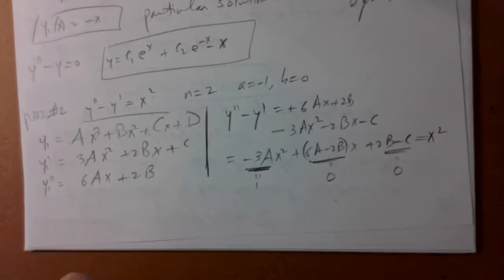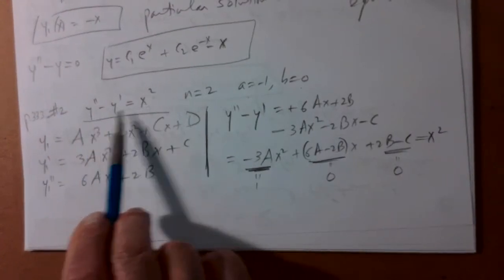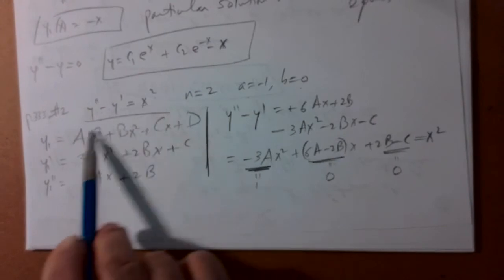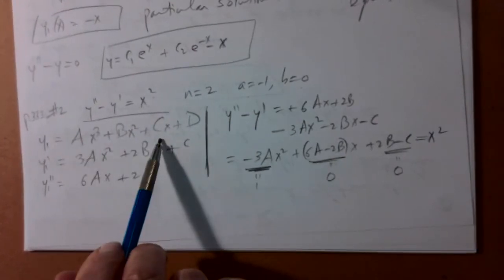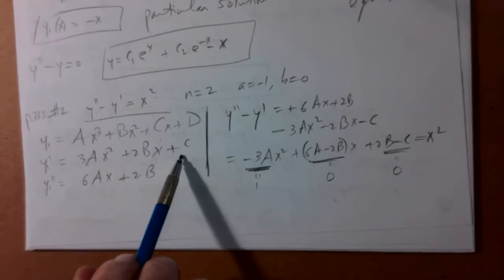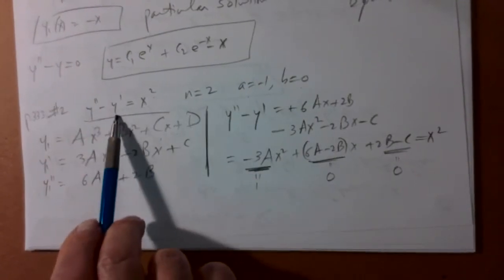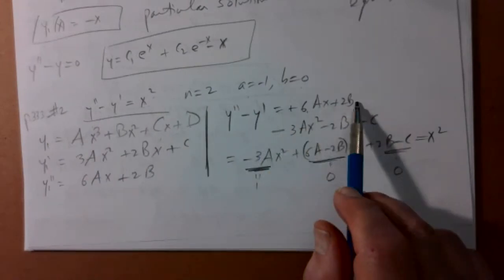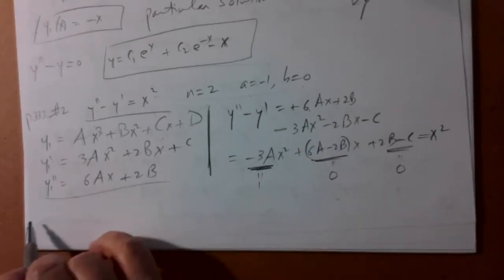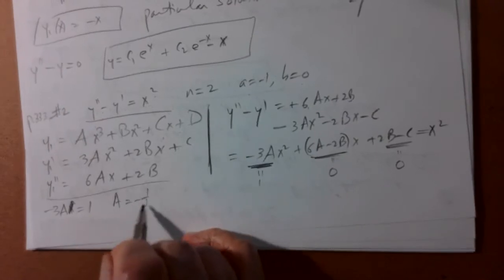Let me just double check that I did everything correctly. y double prime minus y prime equals x squared. This has degree 2, but b is 0, so I look for a cubic polynomial that's a solution. Here's my general cubic polynomial. Differentiate: 3ax squared plus 2bx plus c. Differentiate again: 6ax plus 2b. So y1 double prime minus y1 prime is 6ax plus 2b minus this. So I get minus 3ax squared, so minus 3a equals 1. So a has to be minus a third.